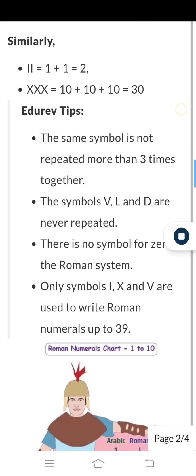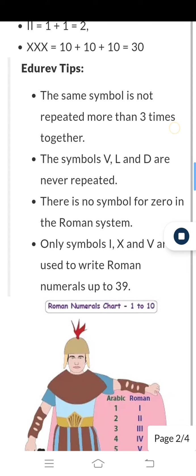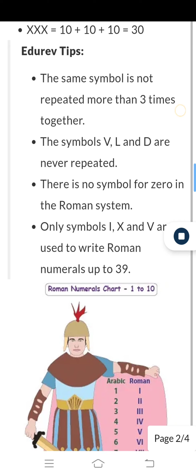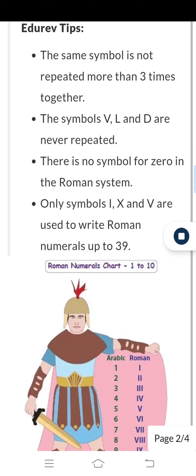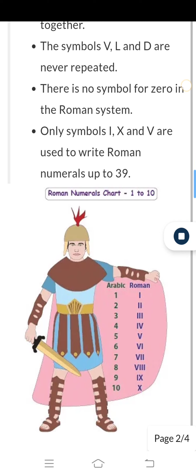Points to remember. The same symbol is not repeated more than 3 times together. The symbols V, L and D are never repeated. There is no symbol for 0 in the Roman system. Only symbols I, X and V are used to write Roman numerals up to 39.